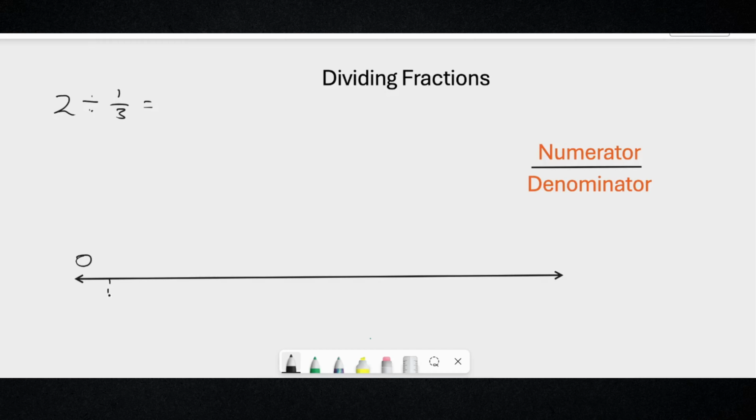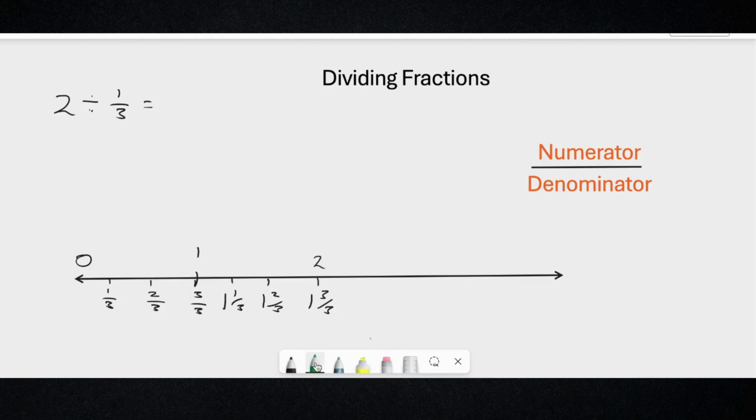I'll start with making this 1/3, and then we've got 2/3. I'll try to keep the distance the same, and then we've got 3/3. Well, that's the same as 1 whole. And then we'll keep going along another third. So we've got 1 whole and another third, and then 1 whole and 2/3, and then 1 whole and 3/3, which is the same as 2.